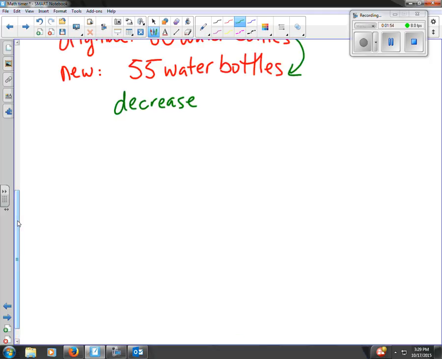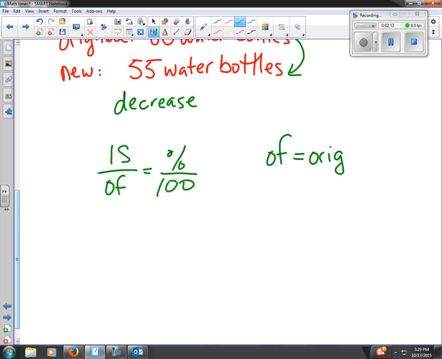Okay. So here's how this works. You still have your is over your of equals your percent over 100. Okay, that formula is coming back. We're going to use that a lot. Here it is. Now, your of is always going to be the original amount. Of is your original amount, your starting amount. Okay, it starts at 80 water bottles.